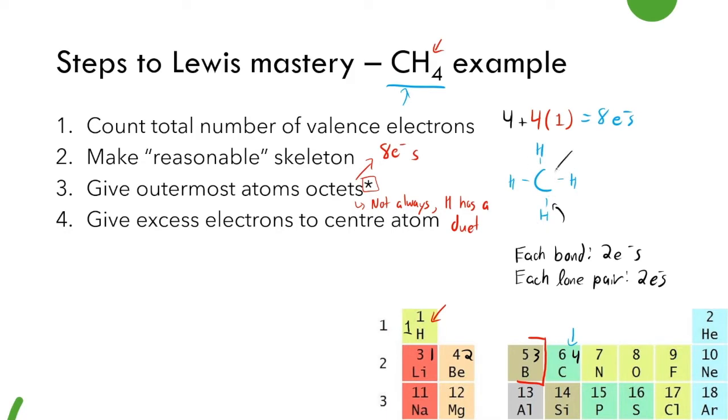Then we look at the inside atom. This carbon, well, let's see, how many electrons does it currently have? It has 1, 2, 3, 4, but those are 4 bonds. This carbon has 4 bonds, and therefore it has 8 electrons.